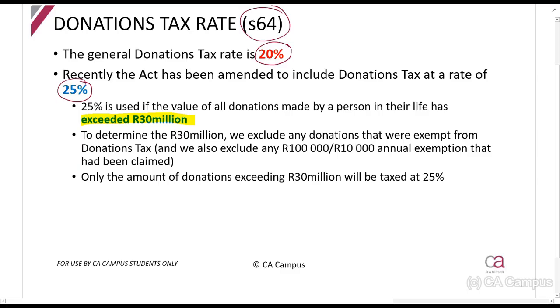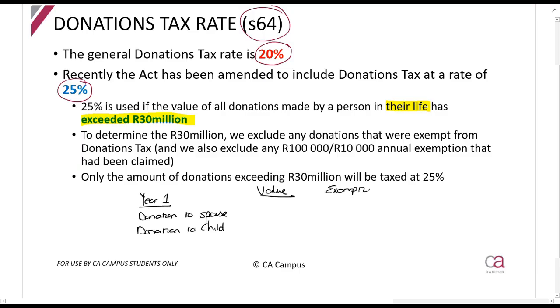Now, it's important to note here, they look at your lifetime for this, so they don't say in year 1 you have to donate more than 30 million rand. So it's just a very rough example, but just to show you what I mean. Let's say in year 1 you made a donation to your spouse, a donation to your child. Let's say this is the value.